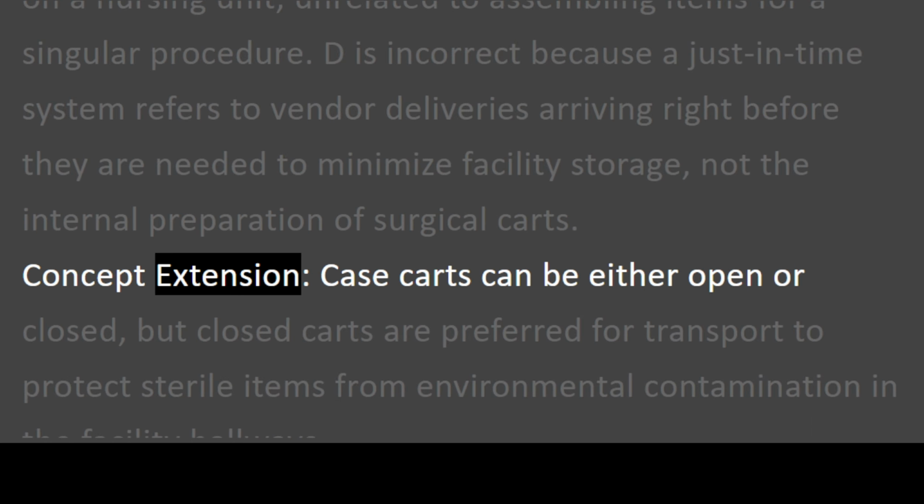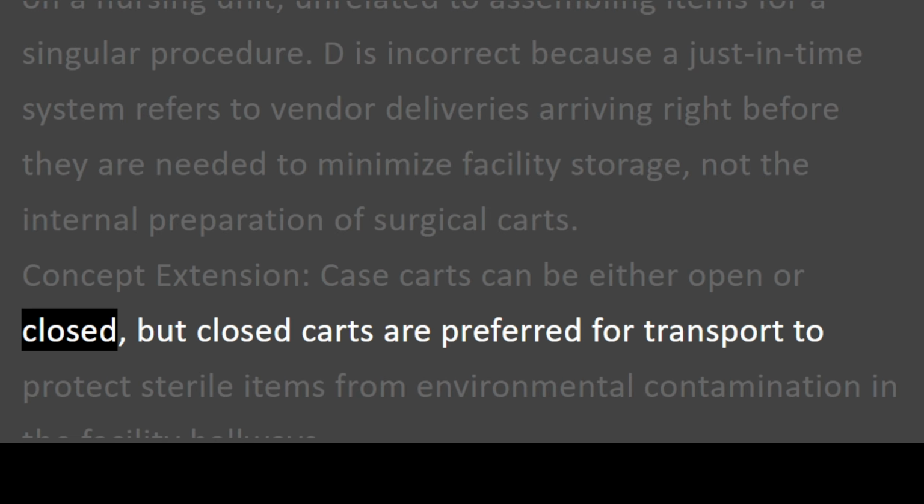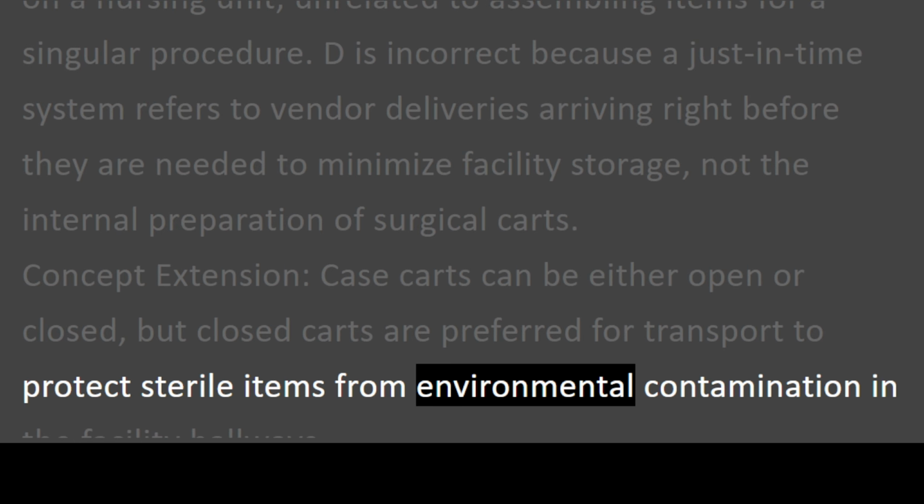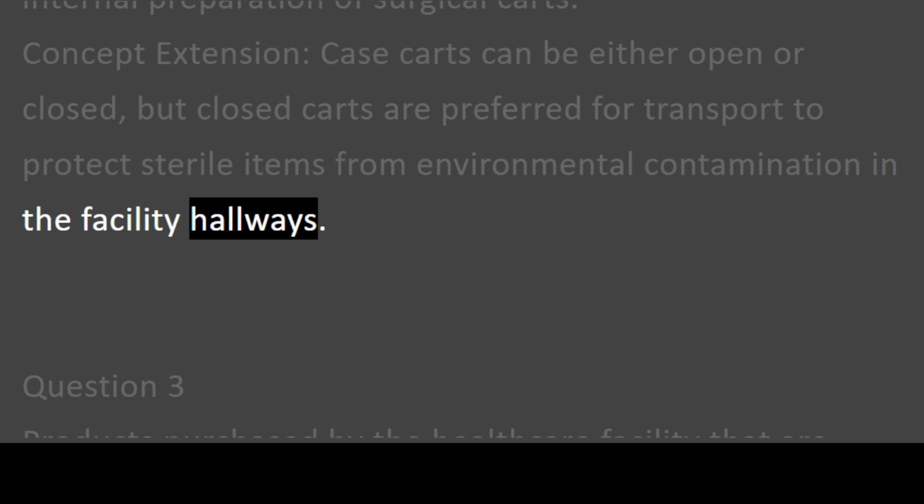Concept extension. Case carts can be either open or closed, but closed carts are preferred for transport to protect sterile items from environmental contamination in the facility hallways.